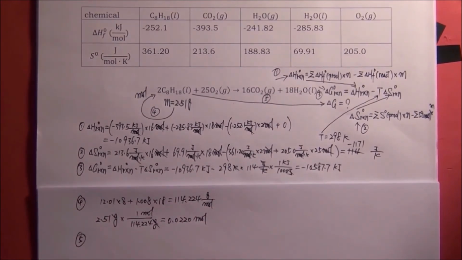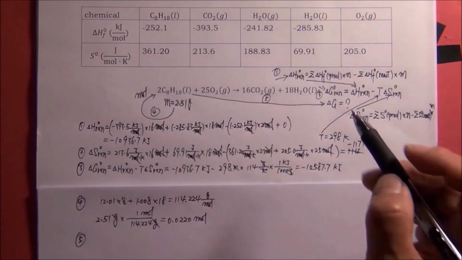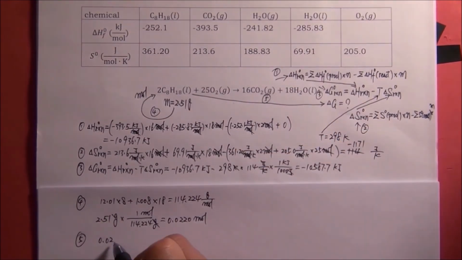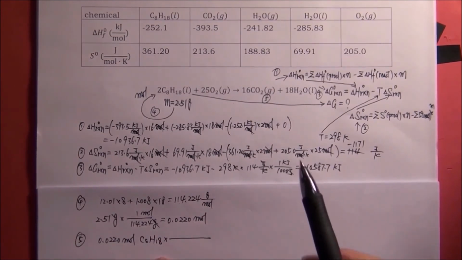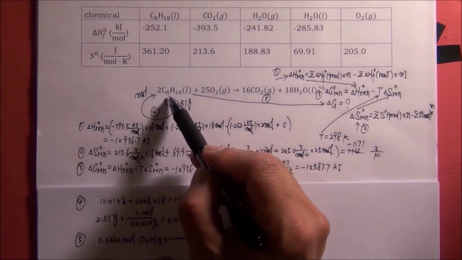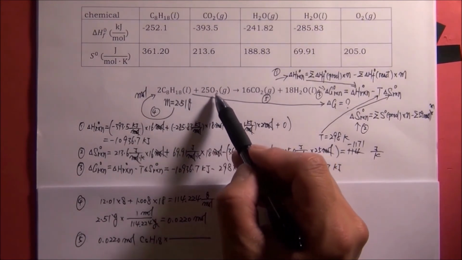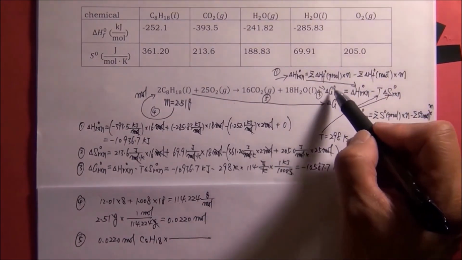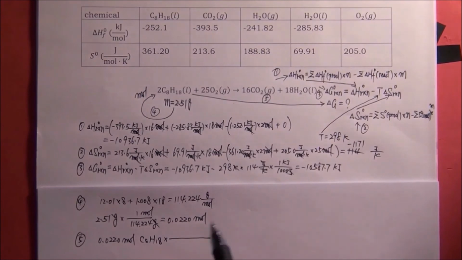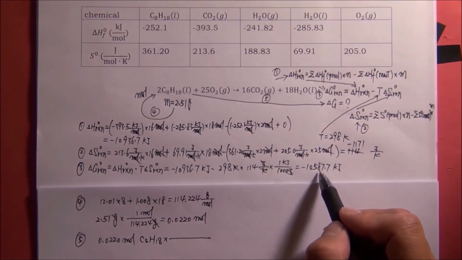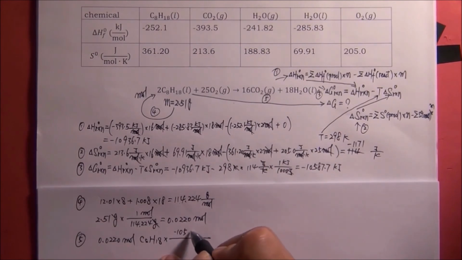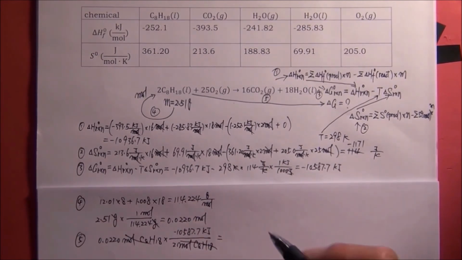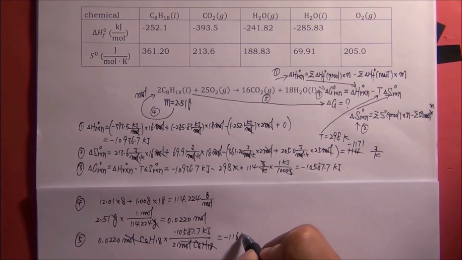The last step, we will use the standard stoichiometry calculation technique or skill to convert the moles of octane to the Gibbs energy change. From the chemical reaction, every 2 moles of octane react with excess oxygen. It will have a Gibbs energy change, or we call the standard Gibbs energy of reaction, which is negative 10,587.7 kilojoule. The final answer is negative 116 kilojoules.